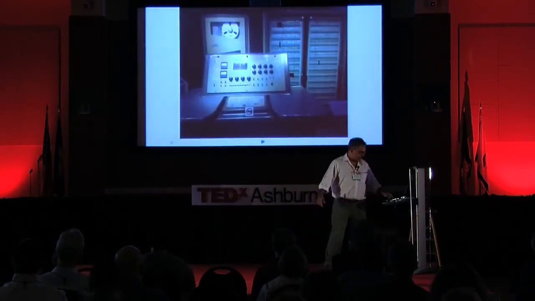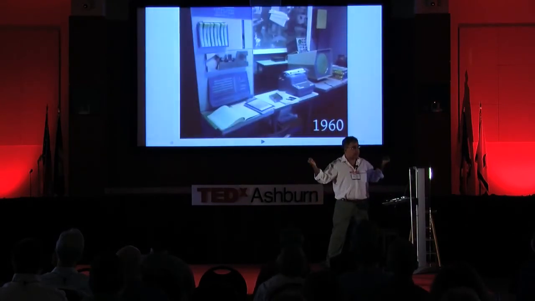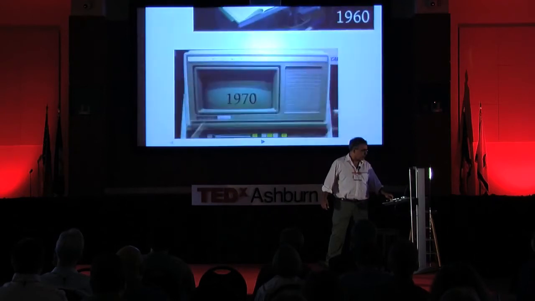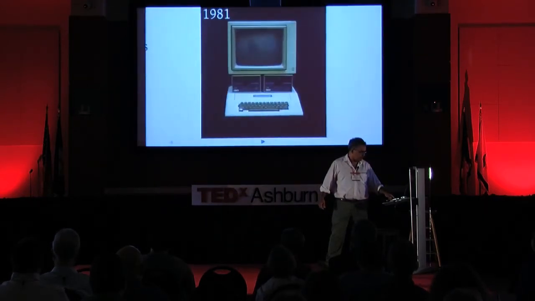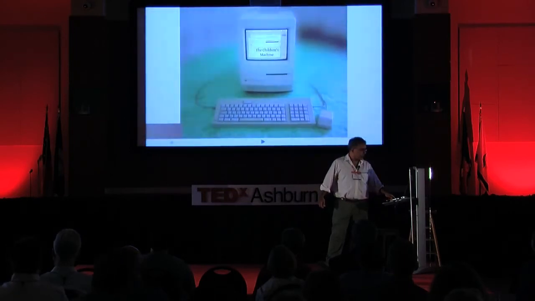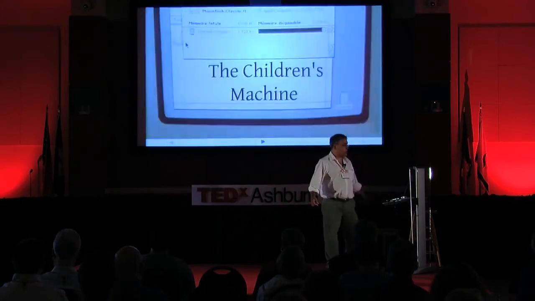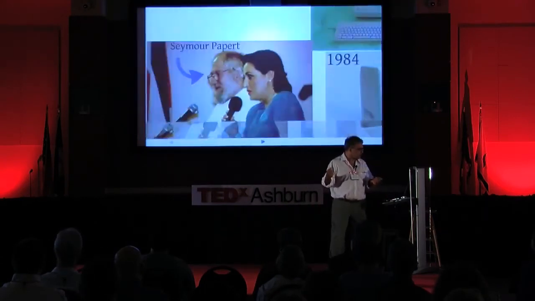And then we got to the computer, okay? And as the years went by, this is what a desktop computer looked like in 1960. 1970, it's looking a little better. Ooh, 81, that's looking good. 84, even better. Okay, so by the mid-80s, we're talking about something called the children's machine, right? Computers are the children's machine.